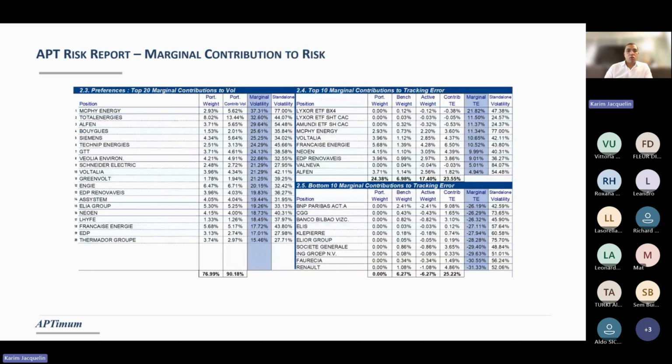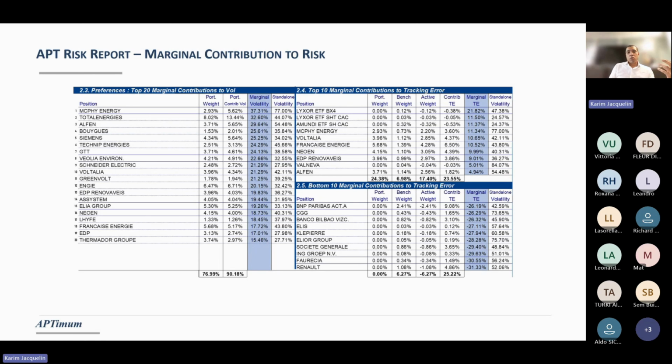Next section, the marginal contribution to volatility. This one is also very good and very interesting if you want to manage the risk of your portfolio. The marginal contribution to volatility is the increment of portfolio volatility you would get for a small variation of the weight of the position. And in this table, we sort the positions by decreasing order of marginal contribution to volatility.